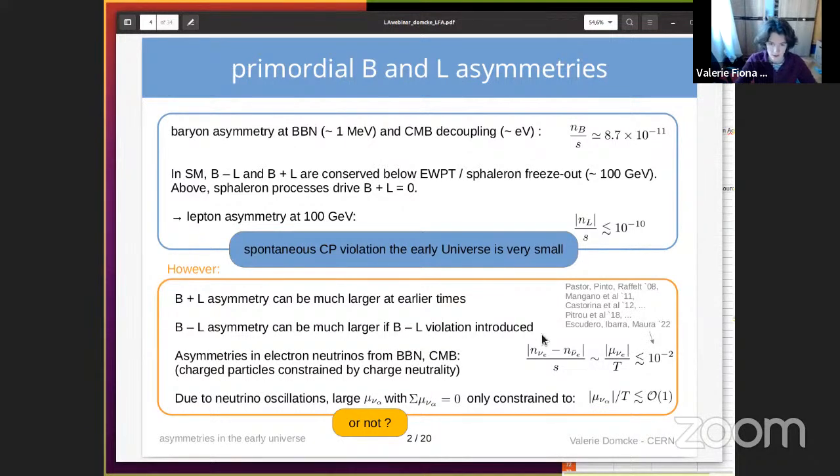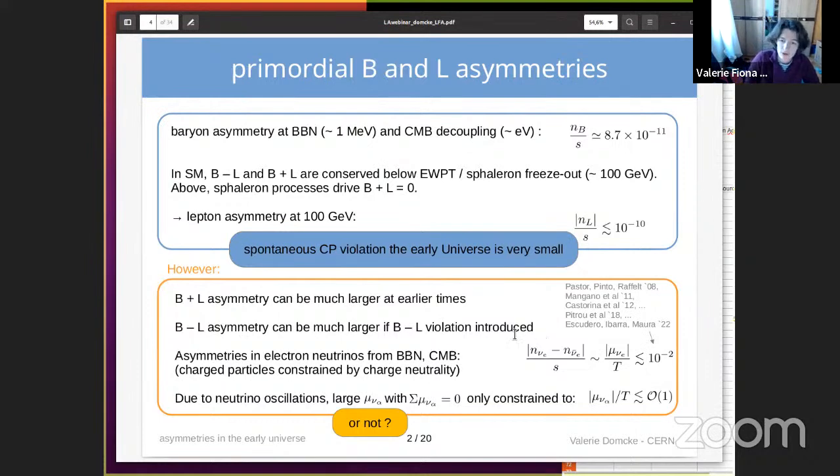And so changing the amount of electron neutrinos versus anti-electron neutrinos, this is a change to which BBN is very sensitive. So we can check just from the BBN measurement alone, without making any other assumptions, what is the sensitivity to an asymmetry in the electron neutrinos.